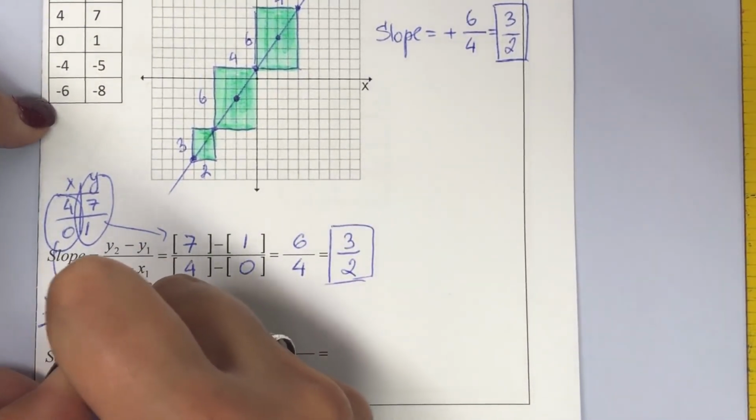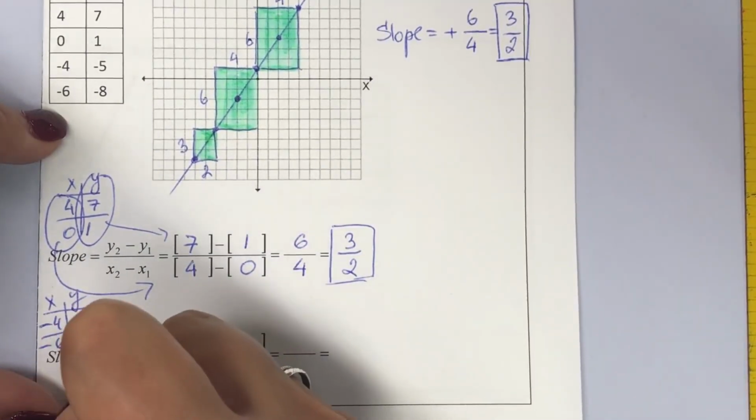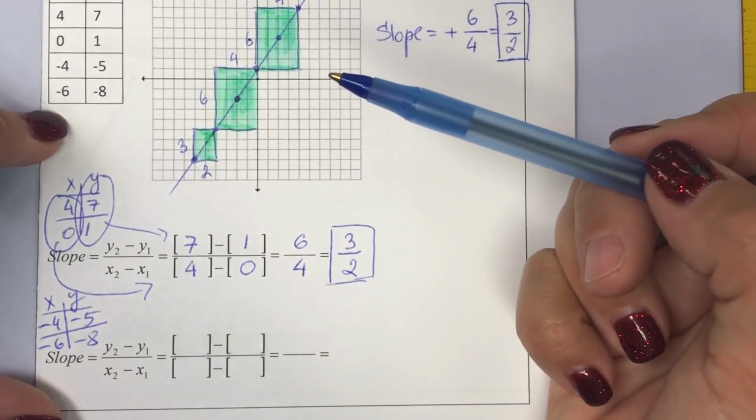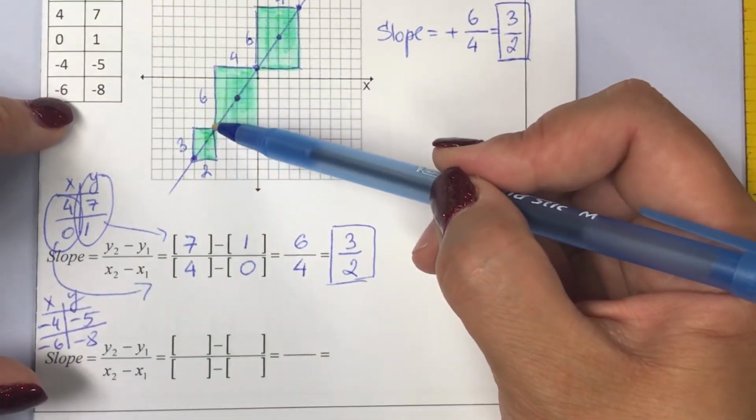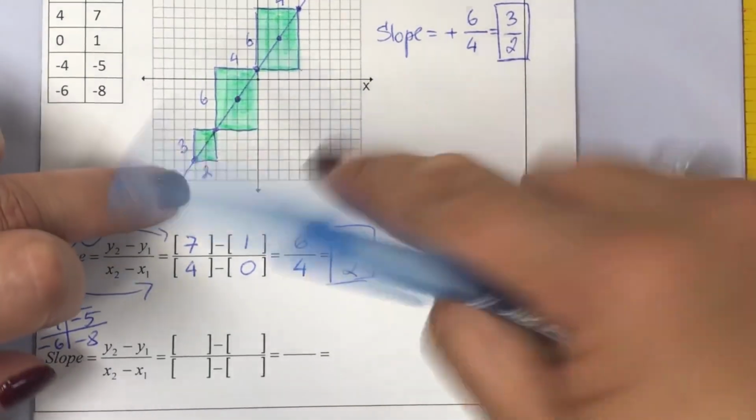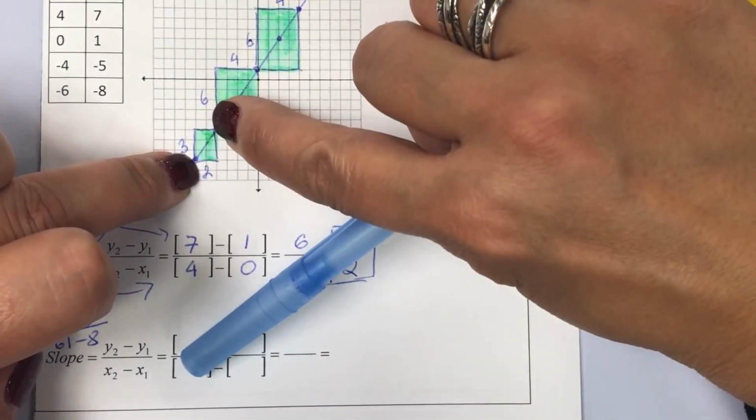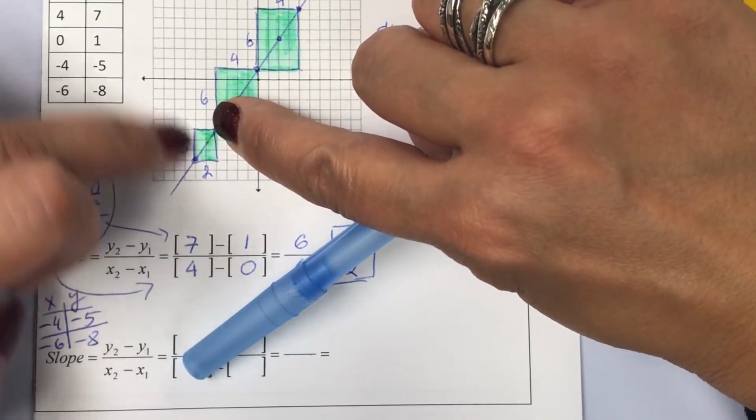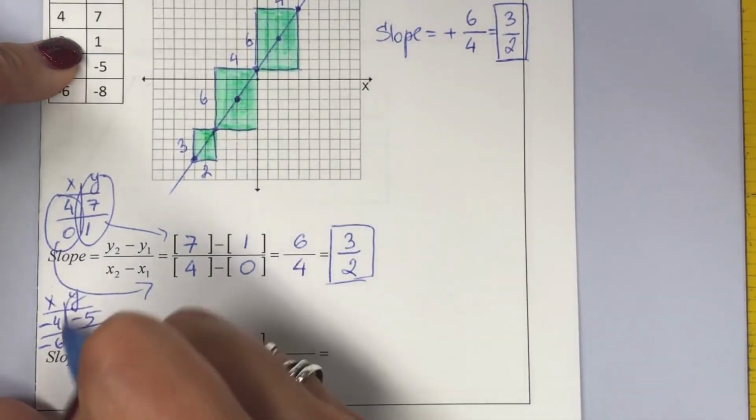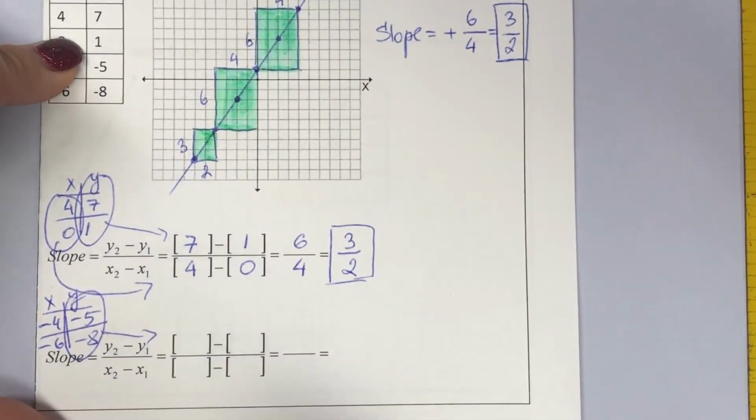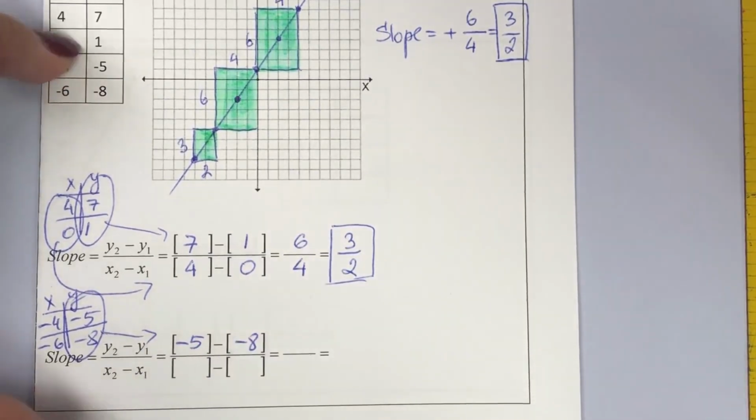So (-4, -5), just so we can see an example with negatives, and (-6, -8). So those were the 2 points here. That was this ratio representation between the 2 points, which is 3 over 2 positive. But let's see how the formula works. So the y coordinates are subtracted on the numerator. That would be -5, and we're subtracting -8.